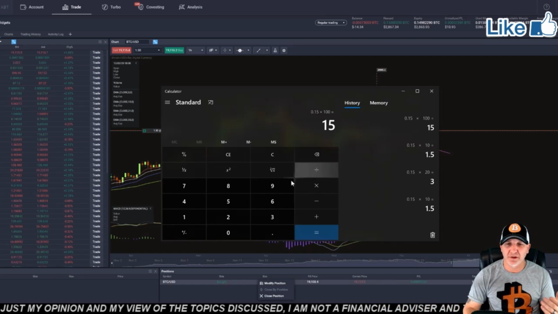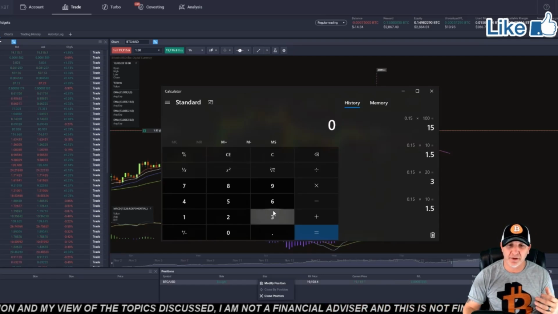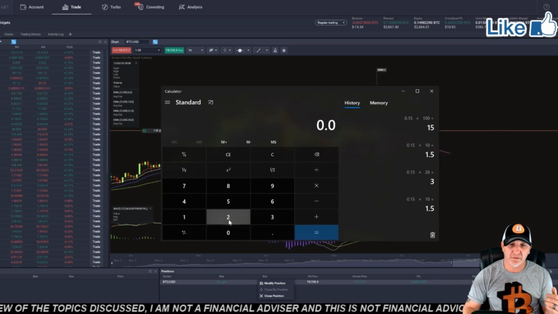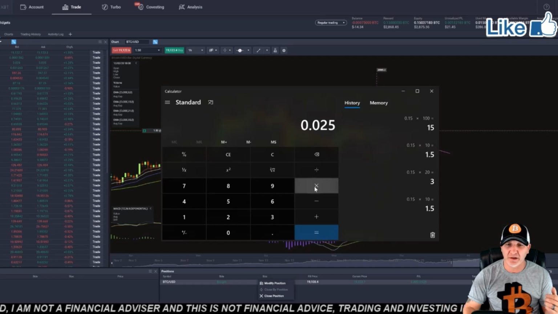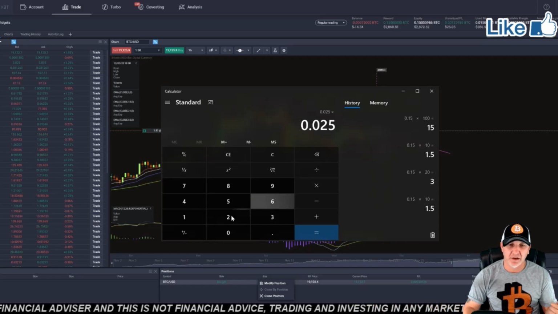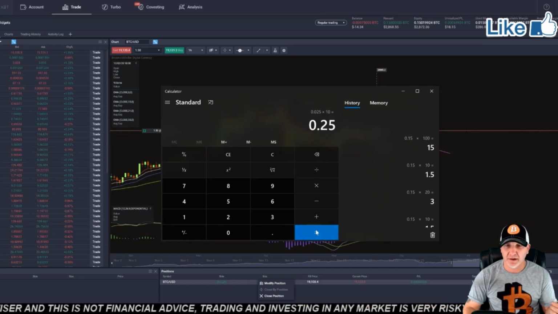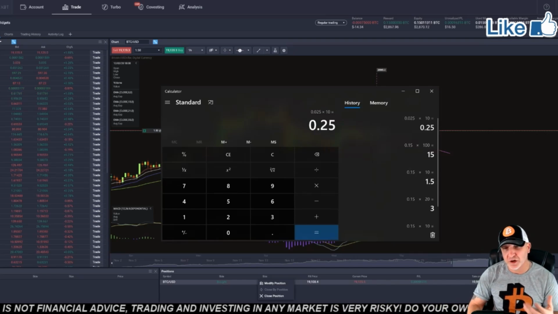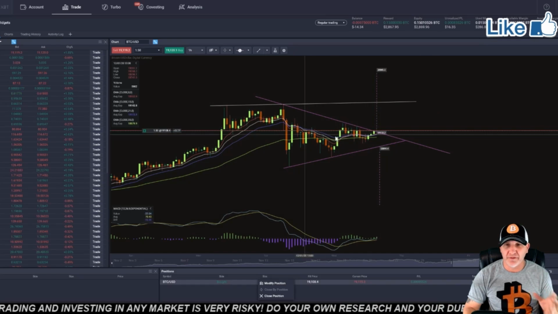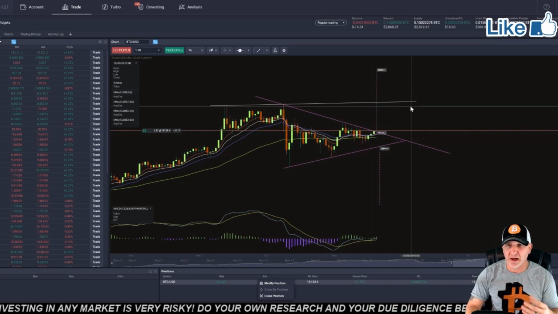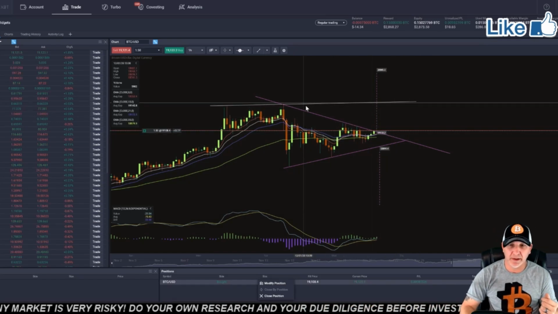It's pretty simple. So let's take another example. If you had 0.025 Bitcoin and you wanted to go 10 times leverage, you would multiply that by 10 and you could trade 1/4 of a Bitcoin.